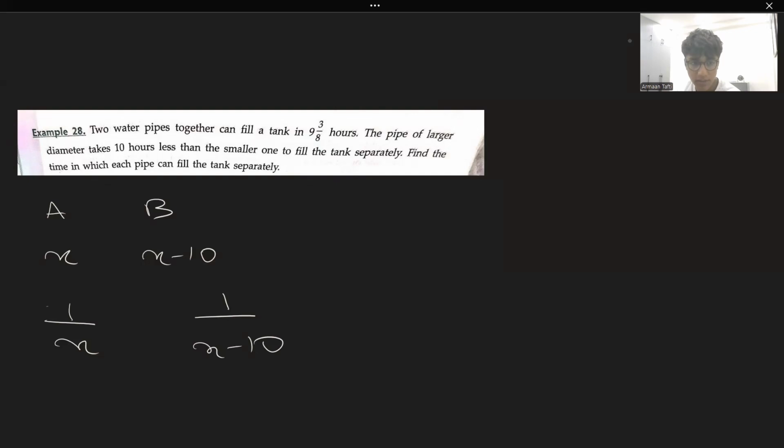So that means that if this person works for 1 hour and this person works for 1 hour, they can do this much work. And the total amount of time they've given us is 9 times 8 is 72 plus 3, 75 by 8, right? So the amount of work which you have to do per hour is just 8 by 75, reciprocal, like what we did here. So work required to be done per hour is 8 over 75, right? So time taken by this is x, time taken by this is x minus 10, time taken overall is 75 by 8 hours.